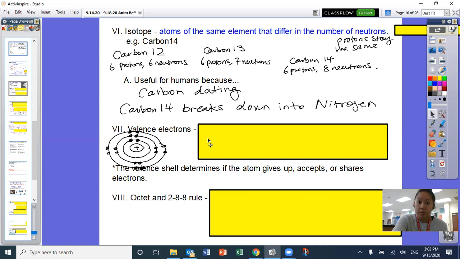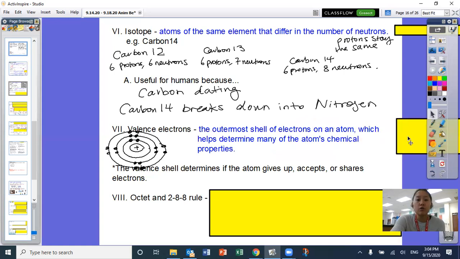Valence electrons. We talked about electrons, right? Those little negatively charged things on the outside of the nucleus. Valence electrons are the electrons in the outermost shell of an atom, which helps determine the atom's chemical properties, right? So the most outside part of the atom is the part that interacts with the surroundings around it. And so the valence electron shell, the one that contains the outermost electrons, interacts with the environment and interacts with other elements.